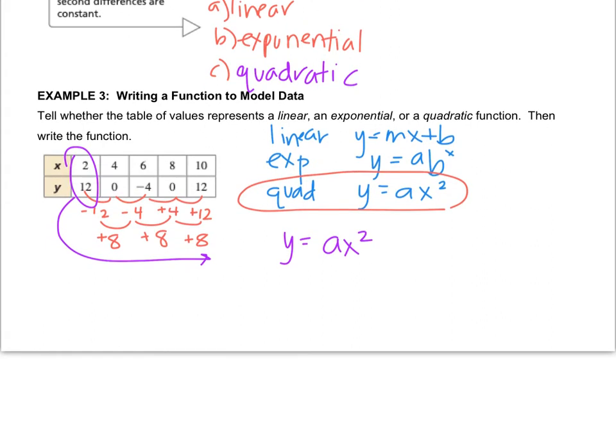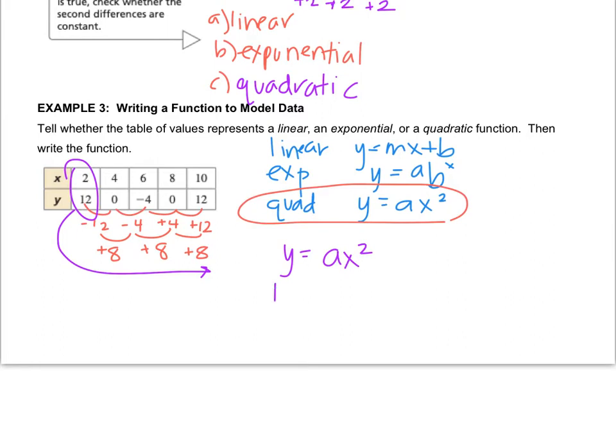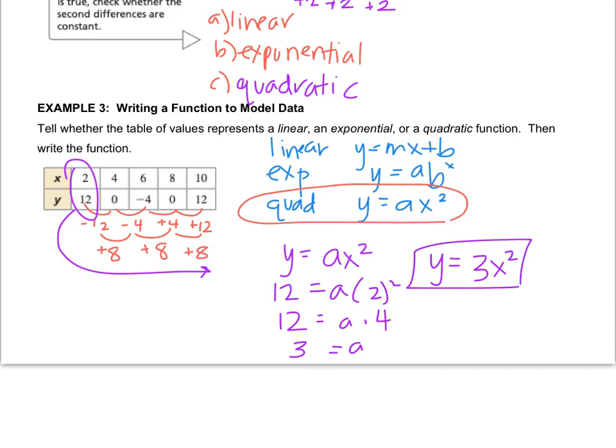So 12 equals a, because I don't know what it is, times 2 squared. So I can easily do that. That is 3. So the equation for this would be y equals 3x squared. If it were shifted horizontally or vertically, it wouldn't have been able to get done this way, but we're going to keep it beginner level.